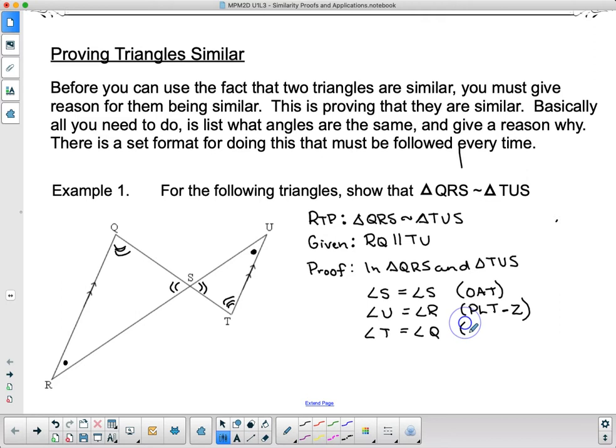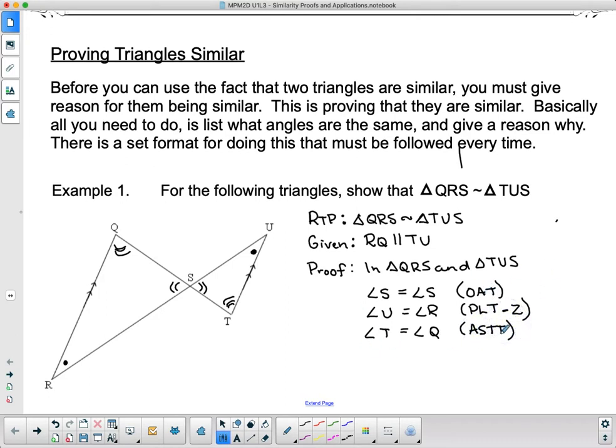Now, that's because of the parallel line theorem Z pattern, but I'm going to make it even easier on you. If you have two angles that are already the same, that makes the third one automatically the same because they all have to add up to the same number. They're all going to equal 180 degrees anyway. So you can say angle sum of a triangle theorem.